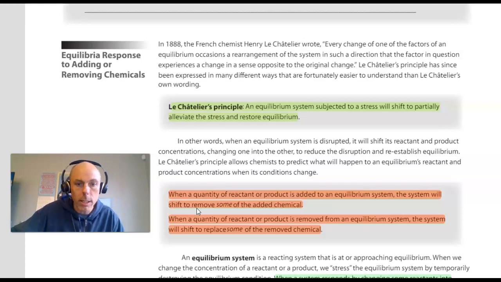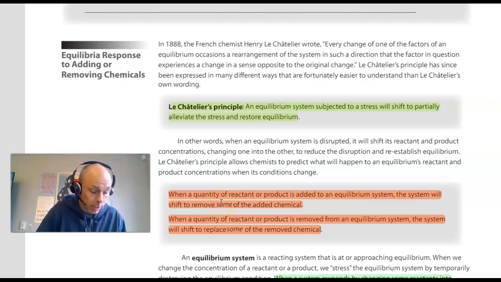Or when a quantity of reactant or product is removed from an equilibrium system, the system will shift to replace some of the removed chemical. And those two statements meet the criteria for Le Chatelier's principle, because Le Chatelier's principle says if you add a stressor to a system, the system will shift to reduce that stress.